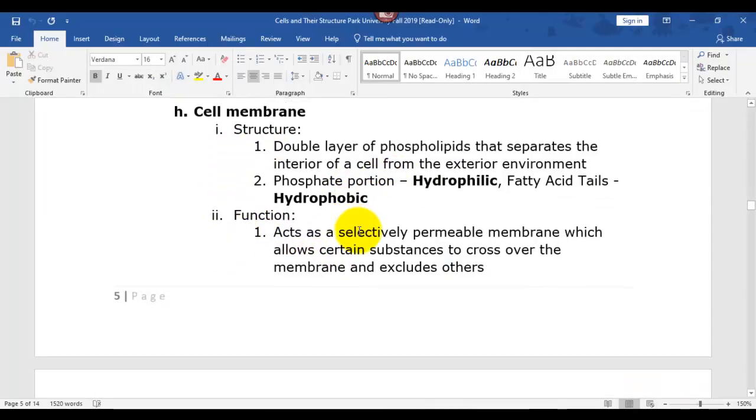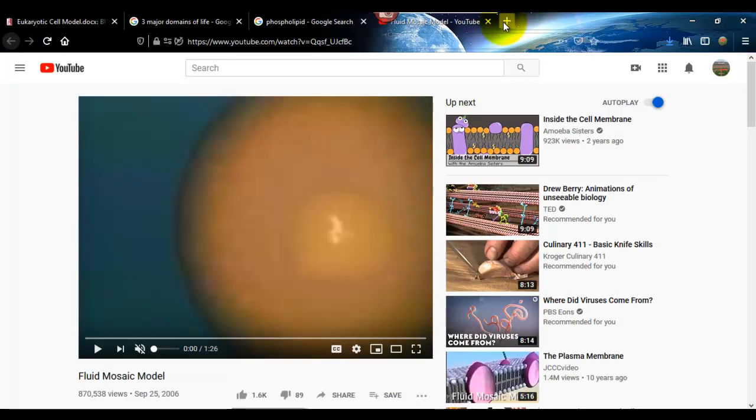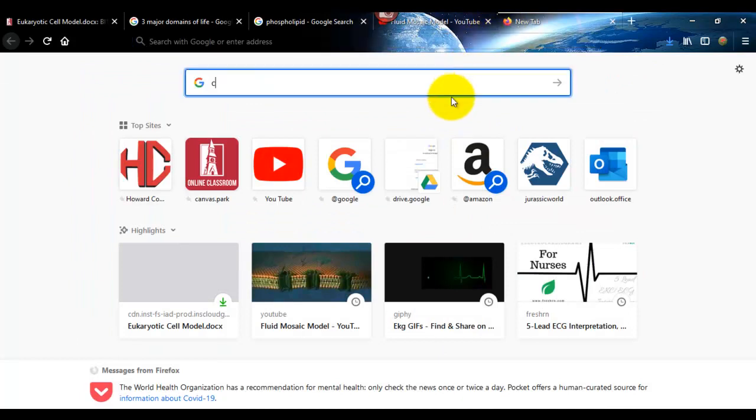Last thing on the eukaryotic cells, I had already mentioned this. The cell membrane is a double layer of phospholipids. It separates the interior of a cell from the exterior environment. I apologize, I should have had one of these pulled up already.